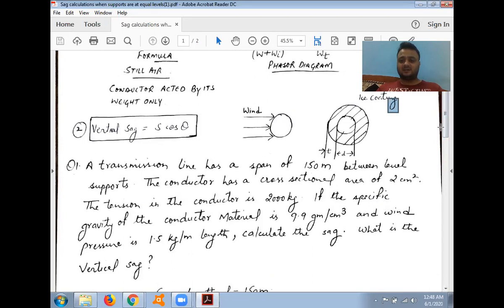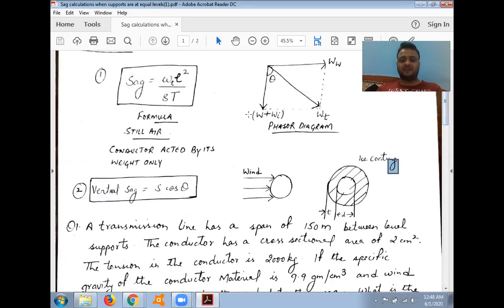Now what we are left with is the weight of the conductor. We have to know the weight of the conductor in order to calculate WT, because WT is substituted in the formula. Wind pressure is given. You have to calculate the total weight by adding both these, by applying Pythagoras theorem. Hypotenuse square equals base square plus perpendicular square. Tension and length of span are given, though the weight of the conductor is not given.